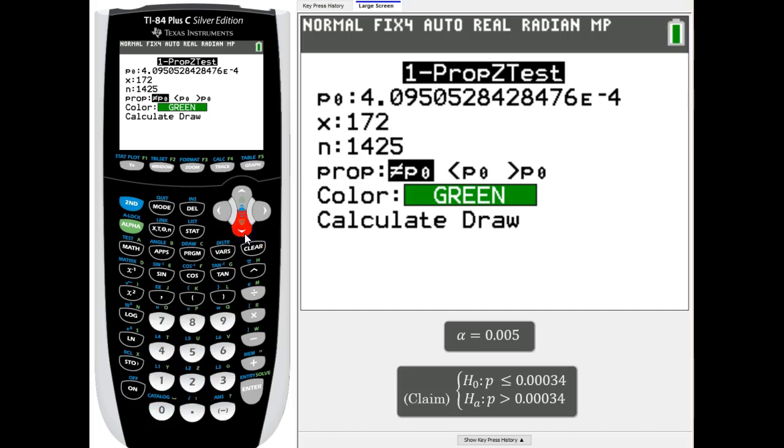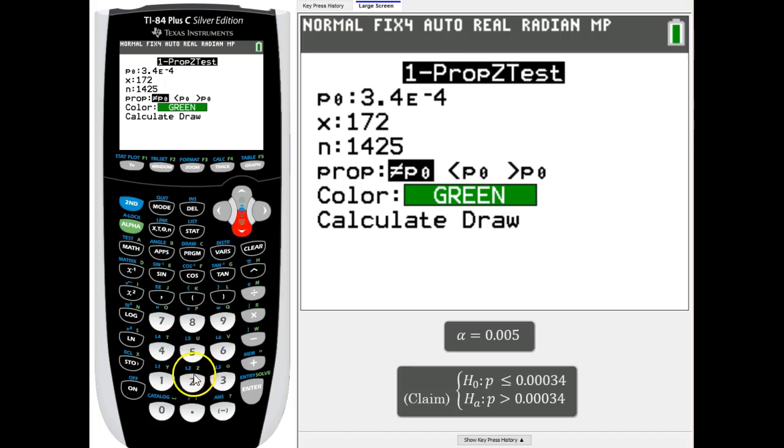Our N, oh, that's not right. Let me change that P0 value. Our P0 value is what we're testing against, so 0.00034. Oop, and I missed a 0 to boot. Our X value is the 172.